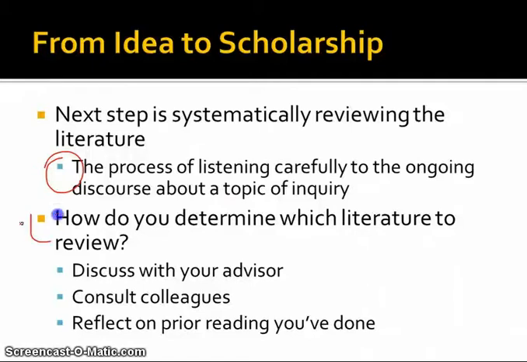Now, how do you determine which literature to review? Well, you've already discussed with me. You might want to discuss with your advisor what kinds of literature or what categories of literature you might look at. You might want to talk to your colleagues, other people that you're in the program with. Right? Or you could talk with experts like Gene Johnson in the library. You can reflect on other reading you've done for this class and other classes. Right? These are all ways that you can do that.